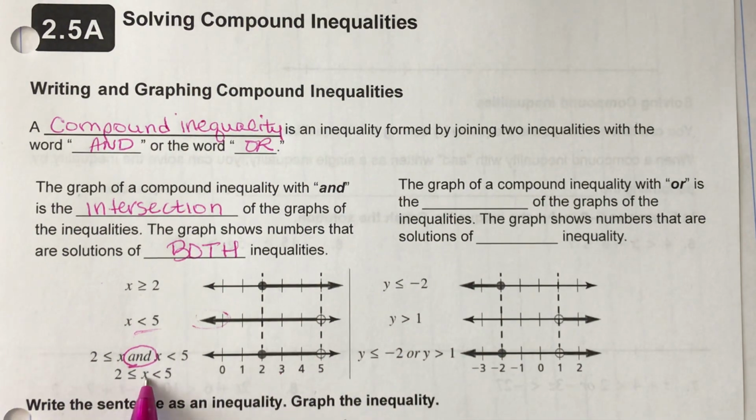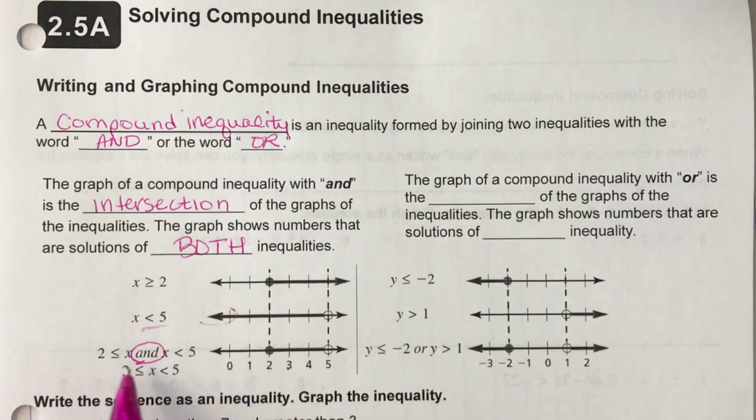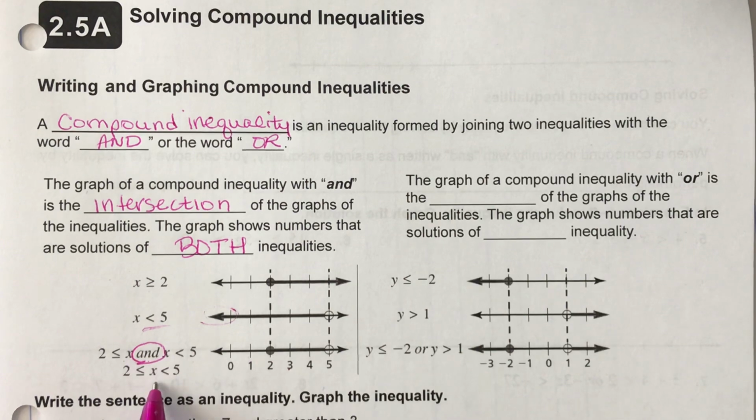And a lot of times we write it together. So both of these are acceptable. You could write one inequality and then the word and then the other inequality. Or a lot of times we just merge them together into one longer statement where I say, hey, basically x is everything between 2 and 5, including the 2, right?